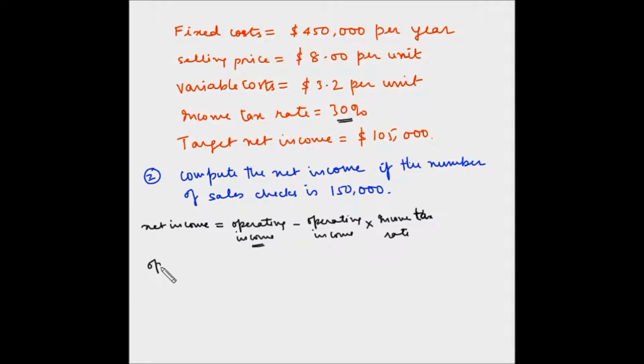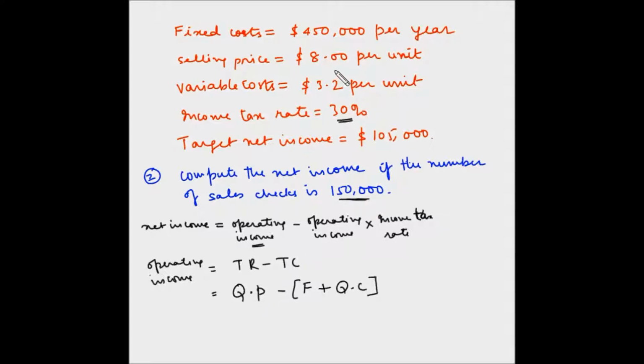So operating income is equal to the total revenue minus the total cost. Total revenue is equal to the quantity sold multiplied by the unit selling price, and total cost is equal to fixed cost plus the variable cost, where variable cost is equal to the quantity sold multiplied by the unit variable cost. So here we know that the quantity sold is 150,000.